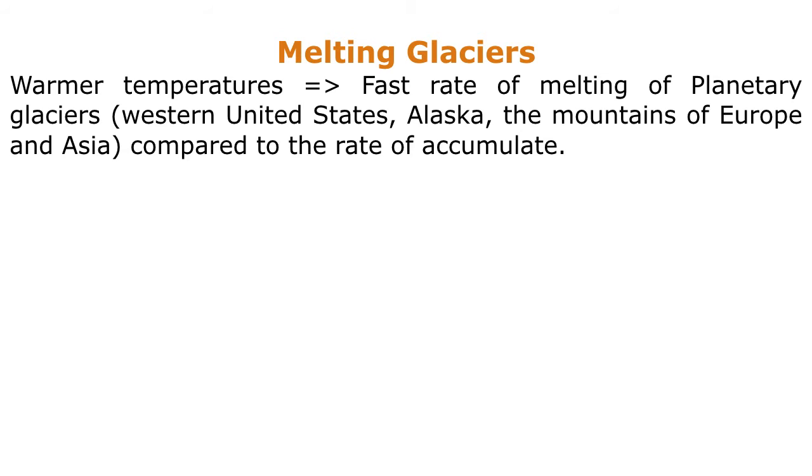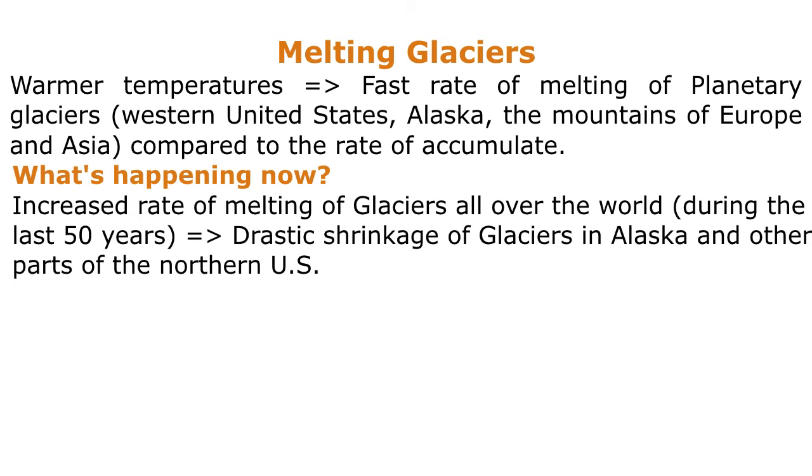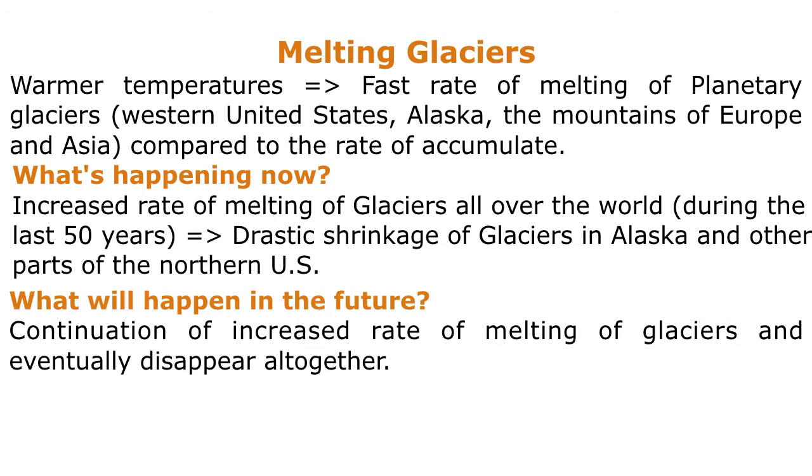So now when glaciers start melting further, what will happen? What is happening now? Glaciers all over the world have been melting for at least the last 50 years. The rate of melting is speeding up. Many glaciers in Alaska and other parts of the US have shrunk very dramatically. What will happen in future? It will continue with an increased rate of melting, and in fact some of the glaciers may completely disappear.